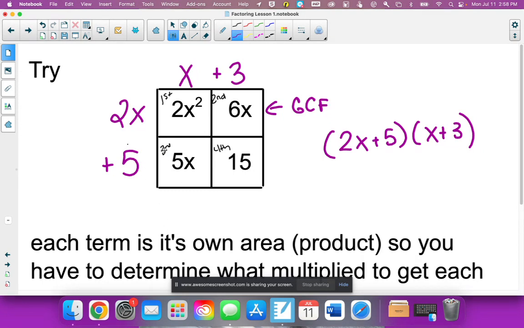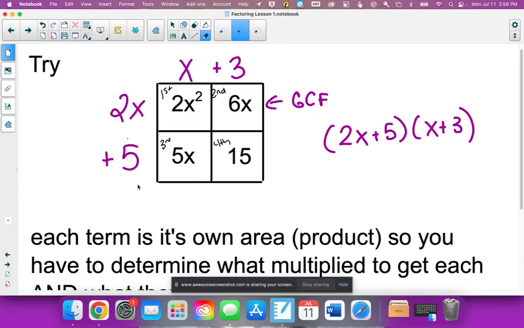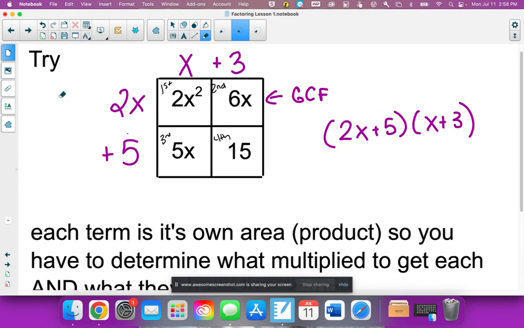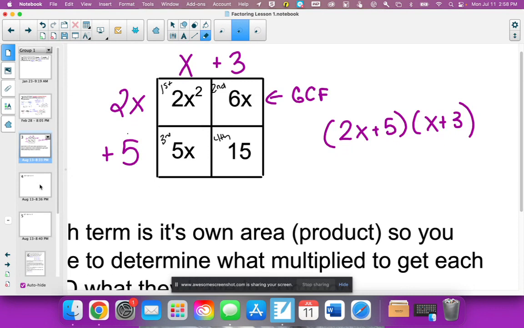So same as before, find the GCF of that first row going across. That's going to give you your width. Find your length, and then find the other piece of your width that works. Okay, so let's try a couple more, and then I'll give you an assignment for this.